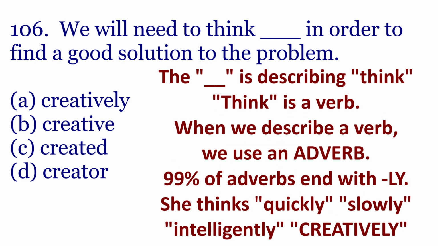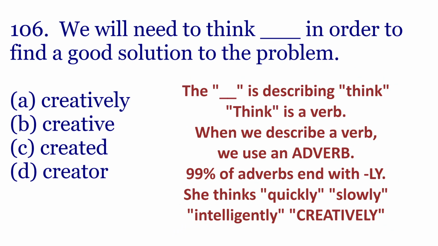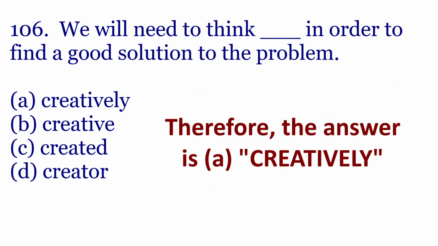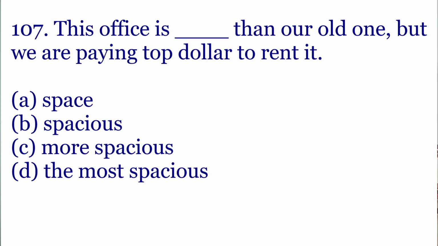Now let's get this answer. We are describing the way we need to think. We are describing how we think. Therefore, we will need an adverb. 99% of adverbs end with ly. For example, I think slowly, I think quickly, I think creatively. Therefore, the answer is creatively. That's a fast one, 106.